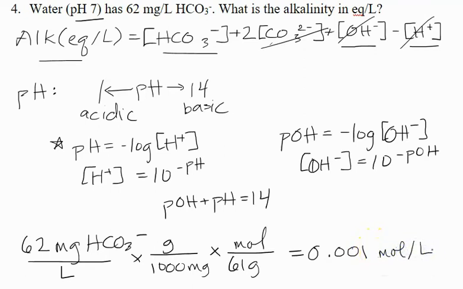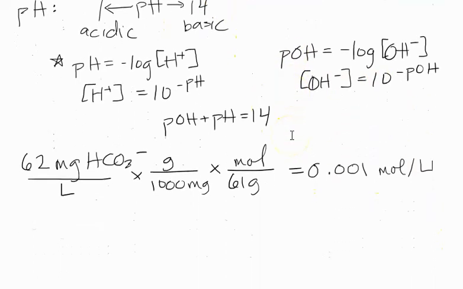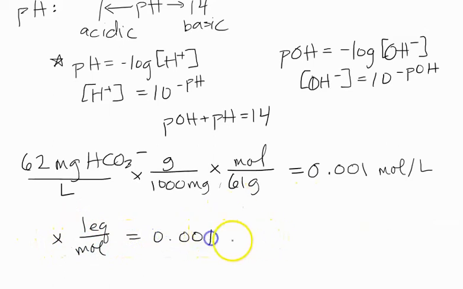Okay, but it asked about equivalents per liter. If we go back and look at the charge on bicarbonate, we'll see that the charge is -1. So we'll just multiply that by 1 equivalent per mole for bicarbonate, and we end up with 0.001 equivalents per liter. We would say that that's also 1 milliequivalent per liter, but the problem asks for equivalents per liter.